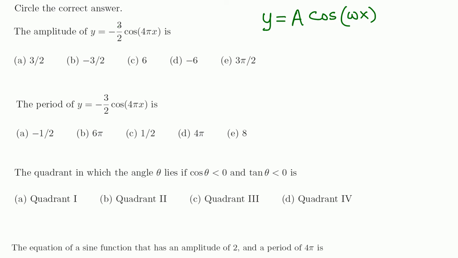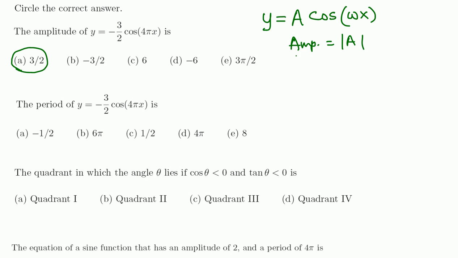So in this case negative 3 halves is the number outside, which is a. When we take the absolute value of negative 3 halves, we get positive 3 halves. So that's the amplitude. Amplitude is always a positive number. So amplitude is the absolute value of a.